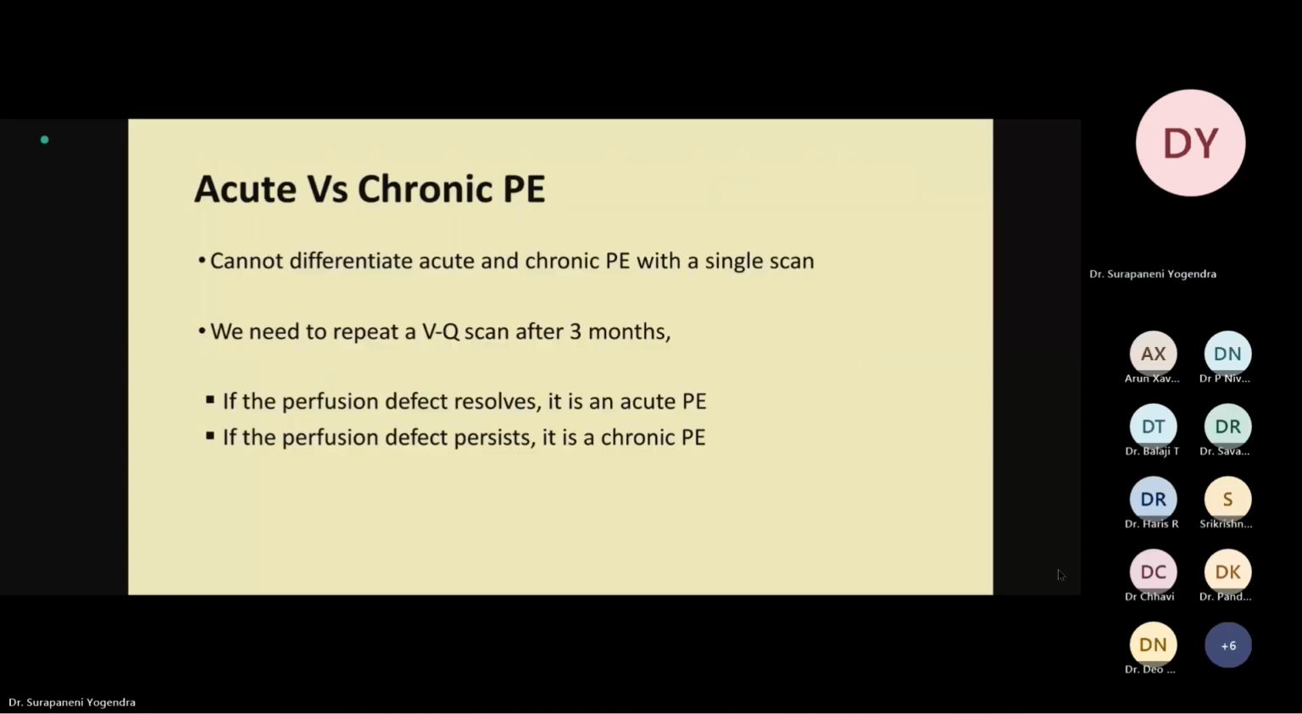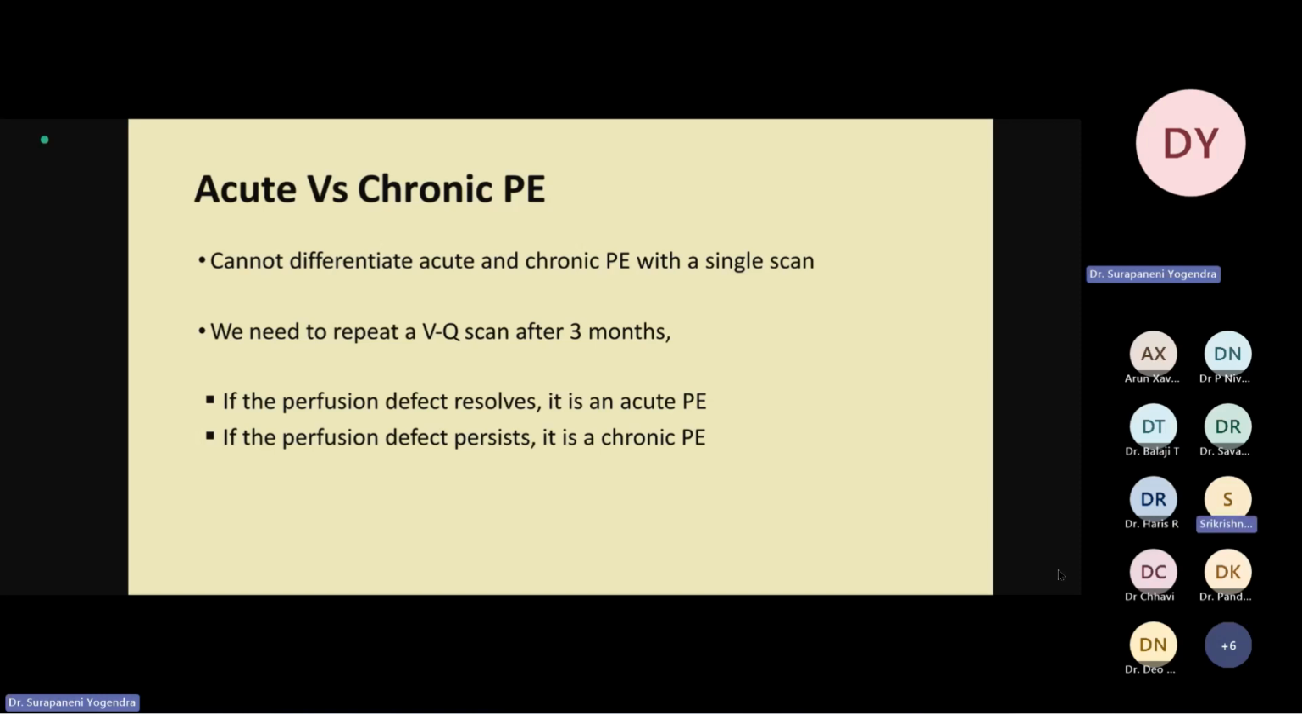Acute versus chronic pulmonary embolism: a VQ scan cannot differentiate PE with a single scan. We need a repeat VQ scan after 3 months. If the perfusion defect resolves, it is an acute pulmonary embolism, and if it persists, it is chronic.